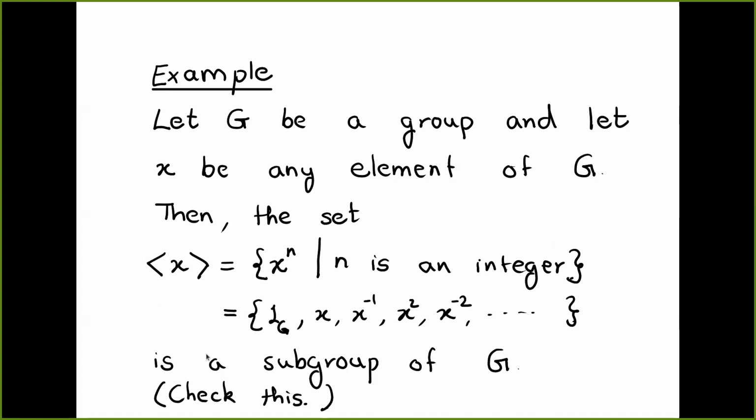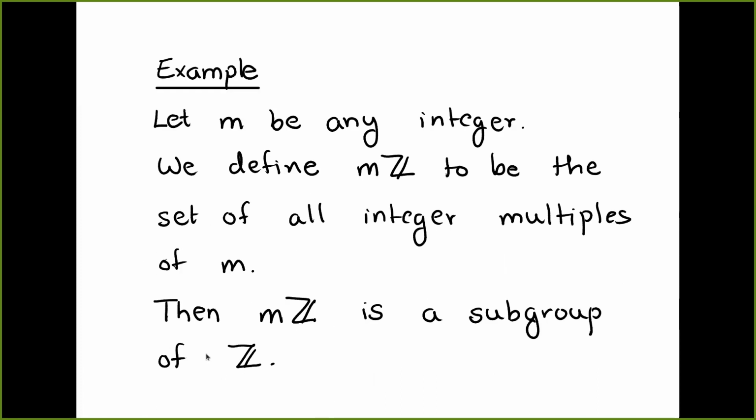We will talk about this kind of subgroup later. Let us move on to another example. I want to look at the subgroups of Z with addition. This is the group of all integers under addition. Let M be any integer. I will define M times Z to be the set of all integer multiples of M. For example, if M is 2, I'm just talking about the set of all even numbers here. Then I claim that MZ is a subgroup of Z.